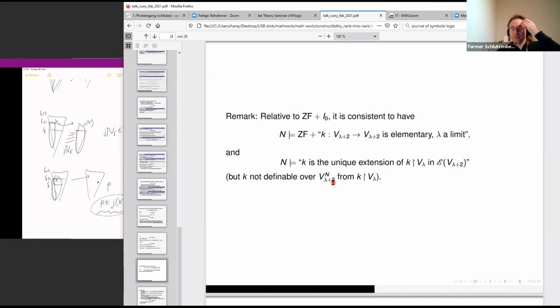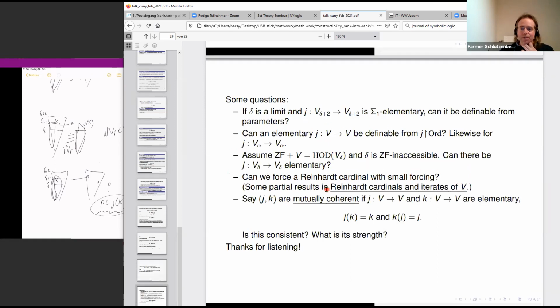So, in V lambda plus 2, we can't see the object itself. But if you go to V lambda plus 3, then you can see it, and it's the unique one there. So we can define this K over V lambda plus 3 from this restriction, but you can't define it over V lambda plus 2. So, okay, that's all I was going to say.